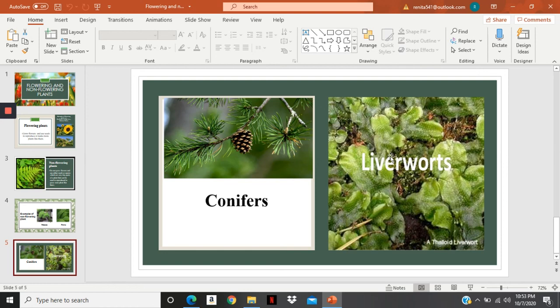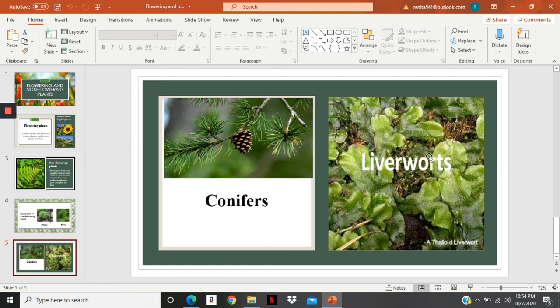Then we have liverworts. And liverworts are small, flat, green plants. If you look carefully at them, they are flat and they are green. Liverworts usually grow close together in moist, shady places. Liverworts don't have stems, and liverworts produce microscopic spores, small cells called spores.